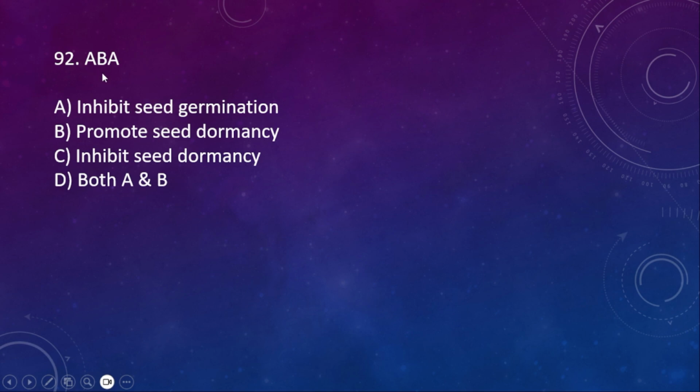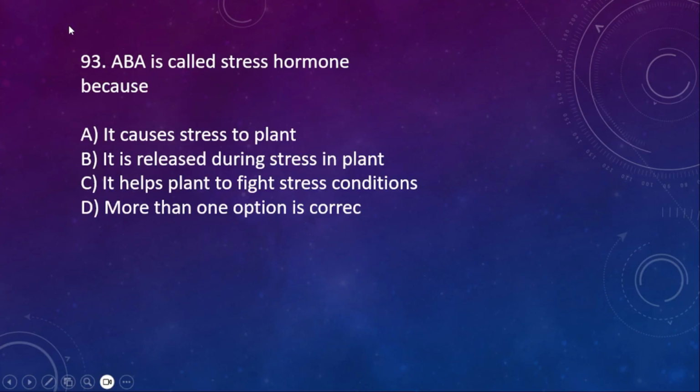92. ABA: A. inhibits seed germination, B. promotes seed dormancy, C. inhibits seed dormancy, D. both A and B. Here the right option is both A and B. It inhibits seed germination and promotes seed dormancy. Inhibition means stopping. Promoting means it will initiate.